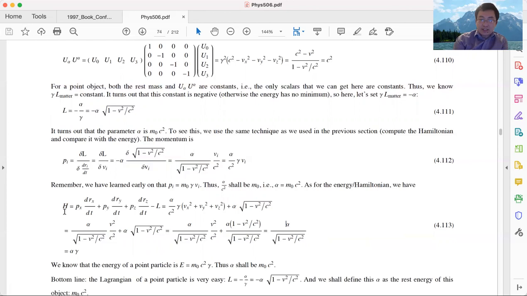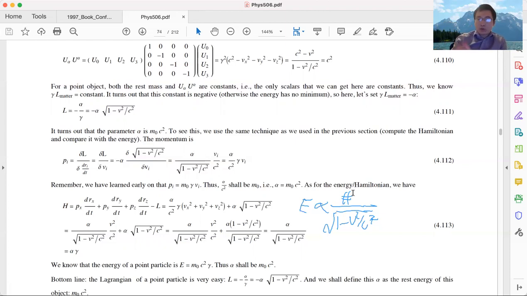Again, we find that the Hamiltonian, by the way, is energy. We find that the energy of my point charge depends on velocity in this way. The Hamiltonian, the energy of my point charge, is proportional to some constant divided by the square root of 1 minus v squared over c squared. So I find that my energy is proportional to gamma.